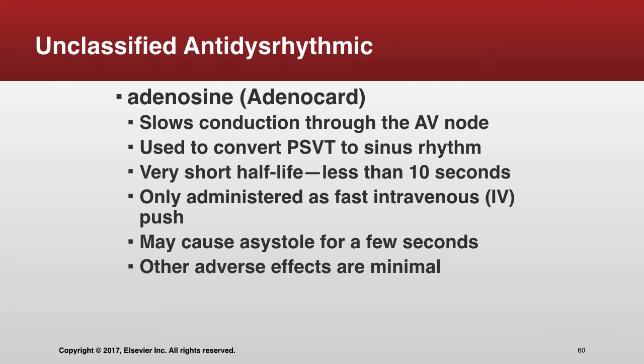Adenosine is one medication that is an unclassified antidysrhythmic. It slows the conduction through the AV node, and it's used to convert PSVT to a sinus rhythm. It has a very short half-life, less than 10 seconds, and it's only administered as a fast IV push. And when I say fast, I mean fast. It may cause asystole for a few seconds. Other adverse effects are minimal.